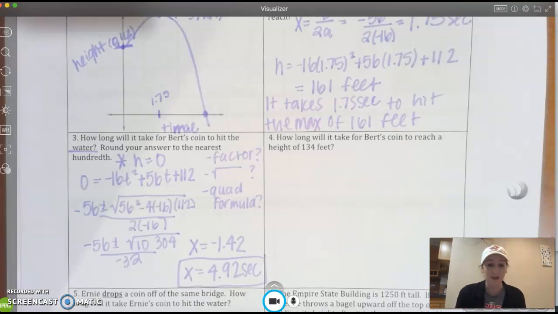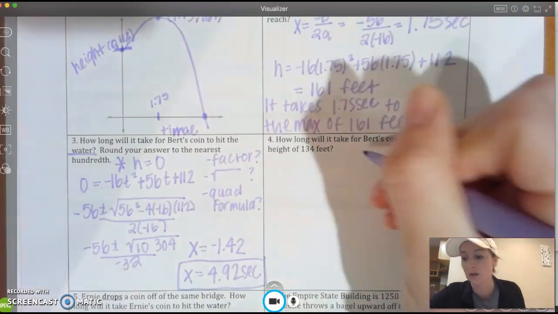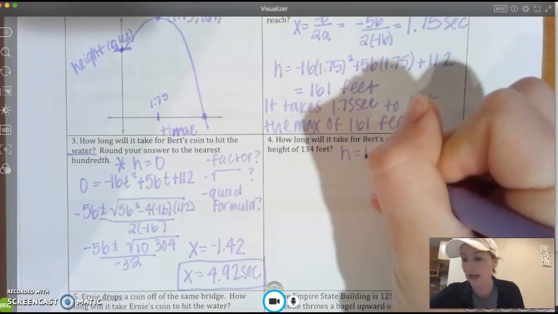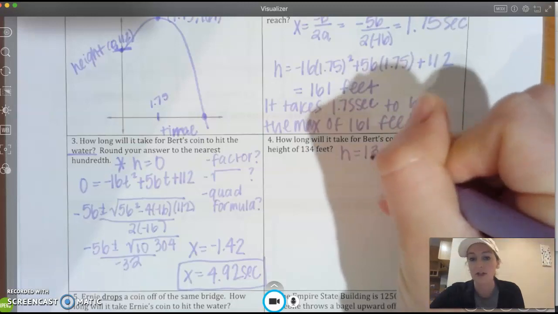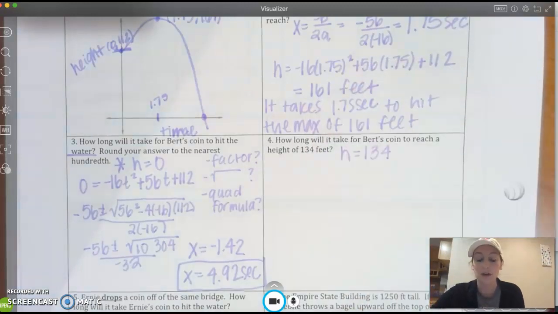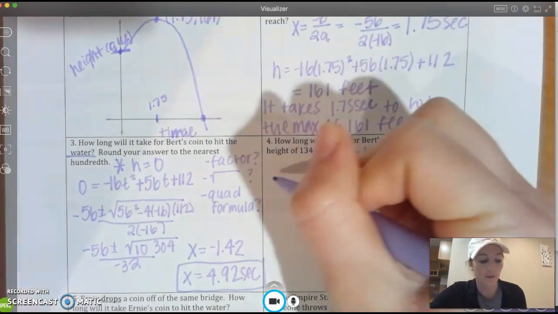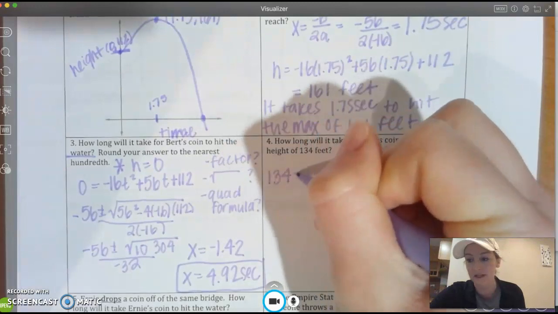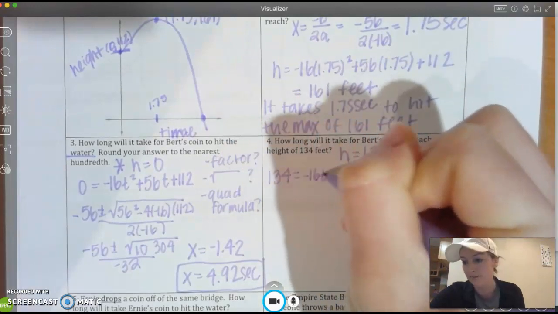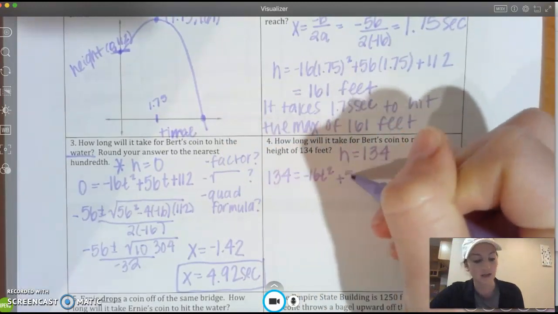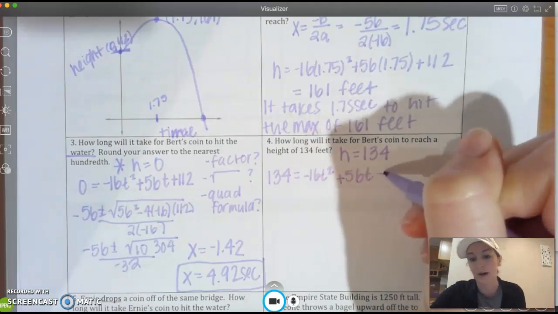Okay? So next it says, how long will it take for Bert's coin to reach a height of 134 feet? So we want to know, when does h equal 134? So we are going to substitute 134 in for h, and then we're going to solve for t. So I will say 134 equals negative 16t squared plus 56t plus 112.